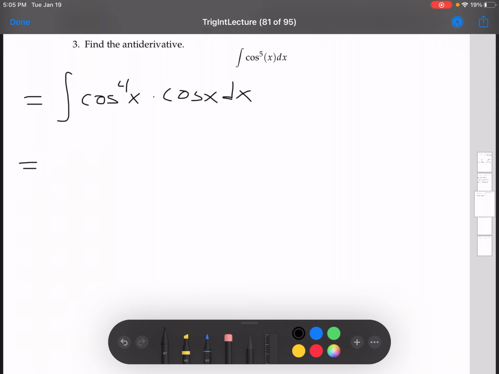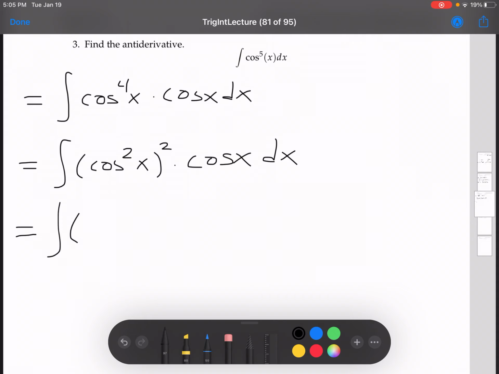Now we can rewrite cosine to the fourth x as cosine squared x, squared, times the cosine x dx. And now we'll use that identity that cosine squared x is 1 minus sine squared x. So you have 1 minus sine squared x, squared, cosine x dx.